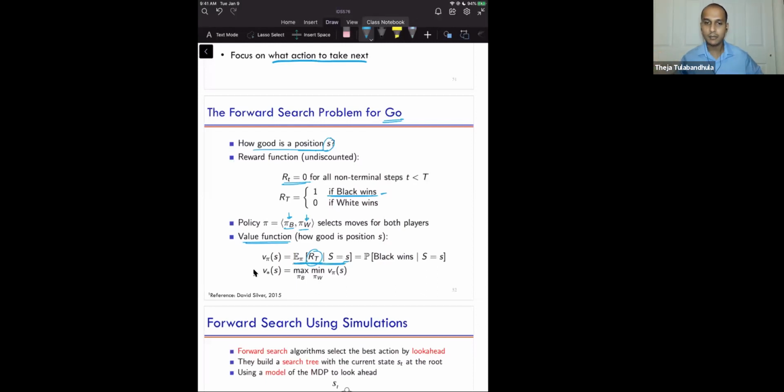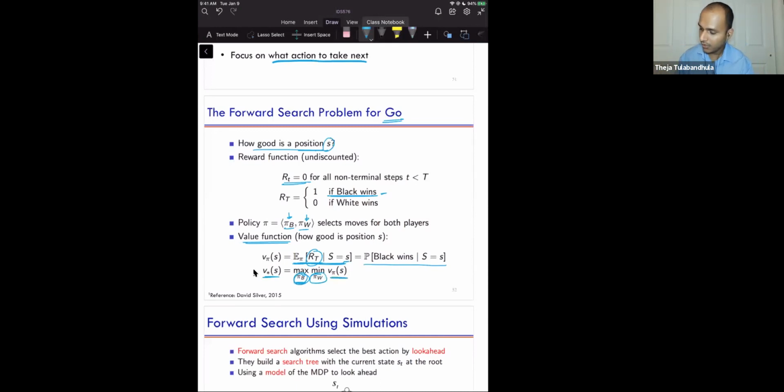It can terminate in 100 moves, or it could terminate in 1,000 moves. Okay, it's just the probability of black wins from the starting state. And what is the best value function? The best value function is basically the best you can do as the player with the black stones, given that the white player will do their best to minimize your value of this value function.